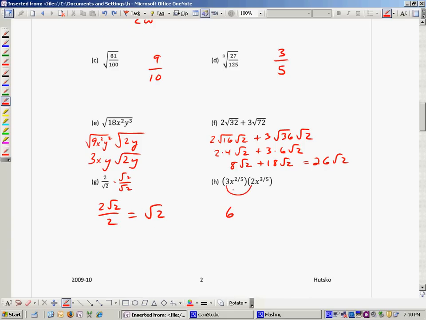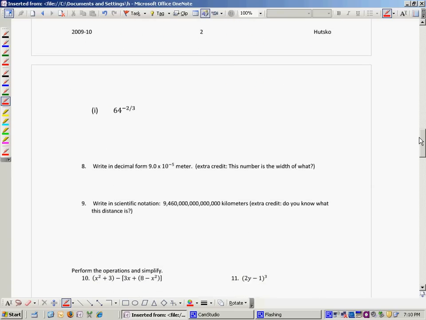This one you just add exponents. You can multiply 3 and 2, because this is really just one giant product. So 3 times 2 is 6. X to the 2/5 times x to the 3/5, you add exponents, you get x to the 5/5. And you need to simplify that to just 6x.